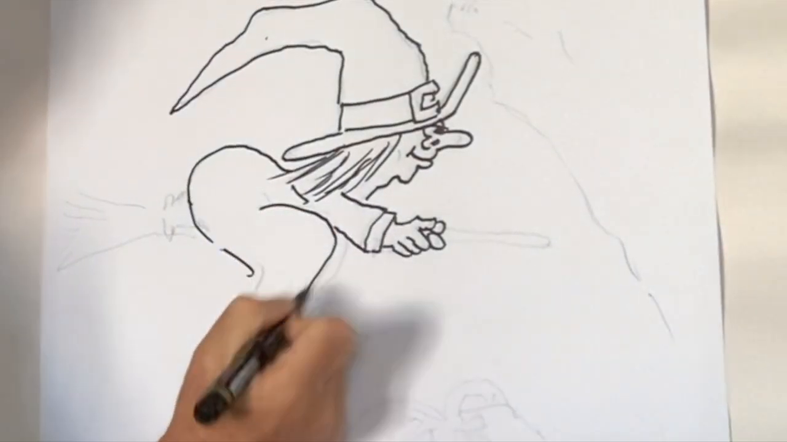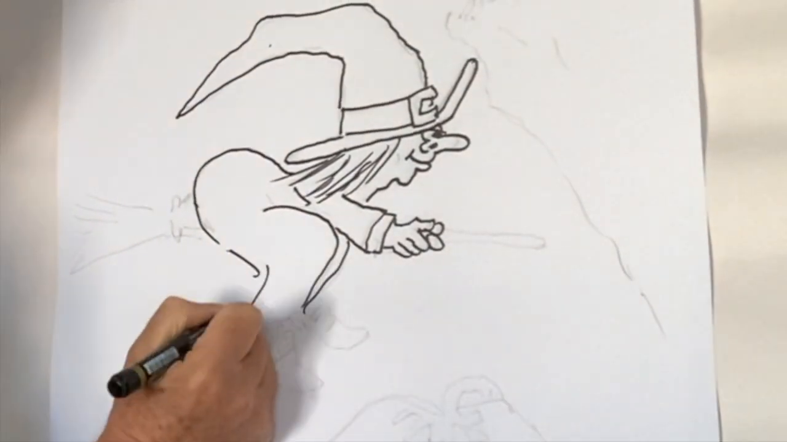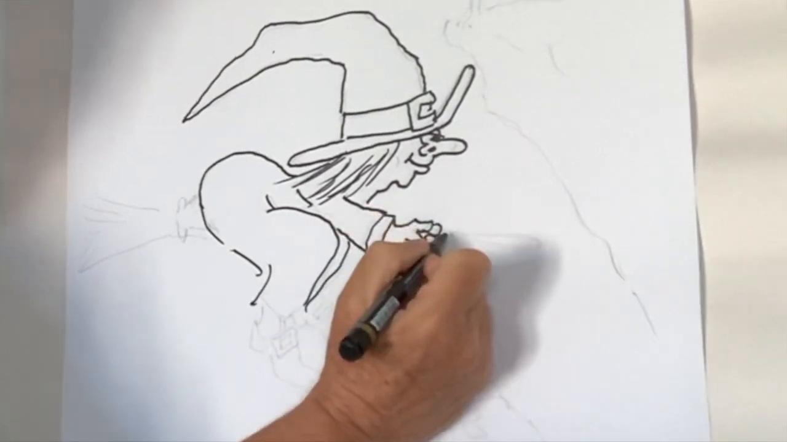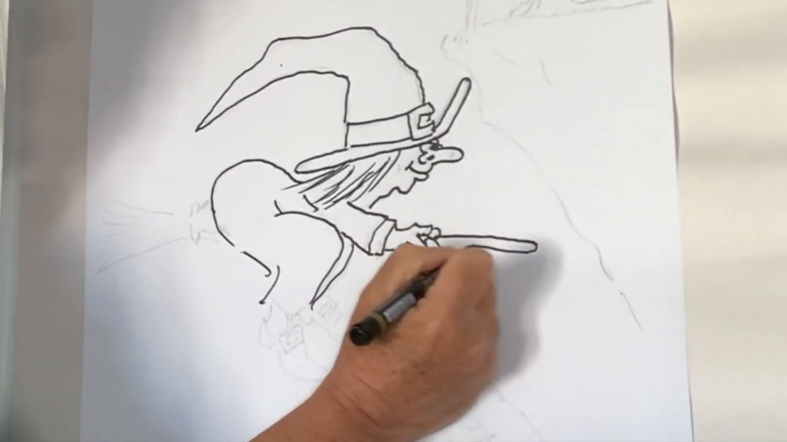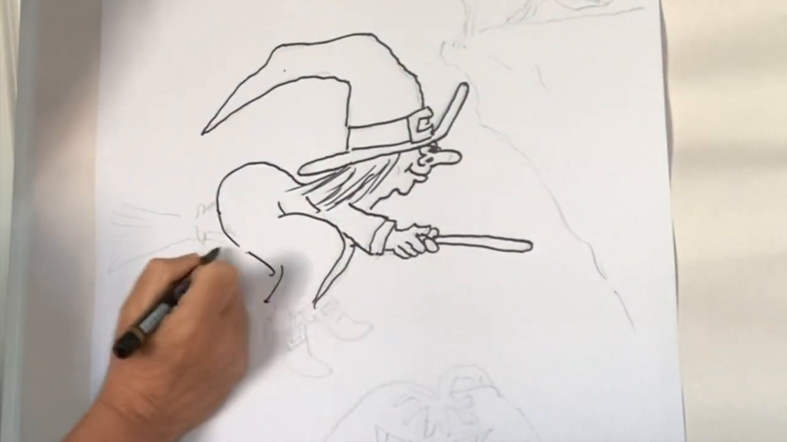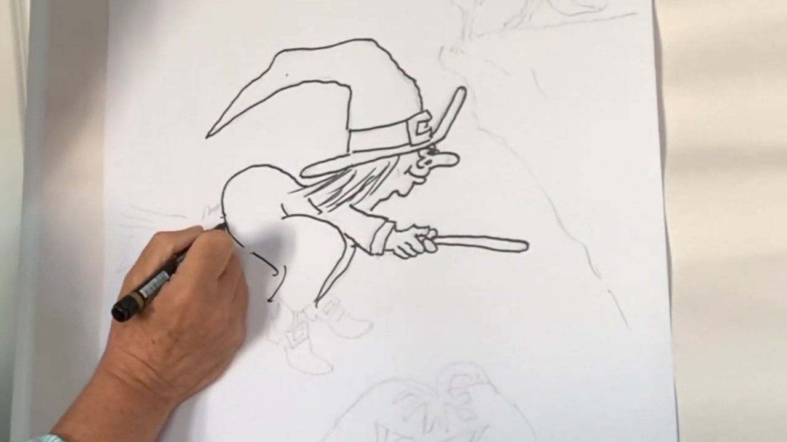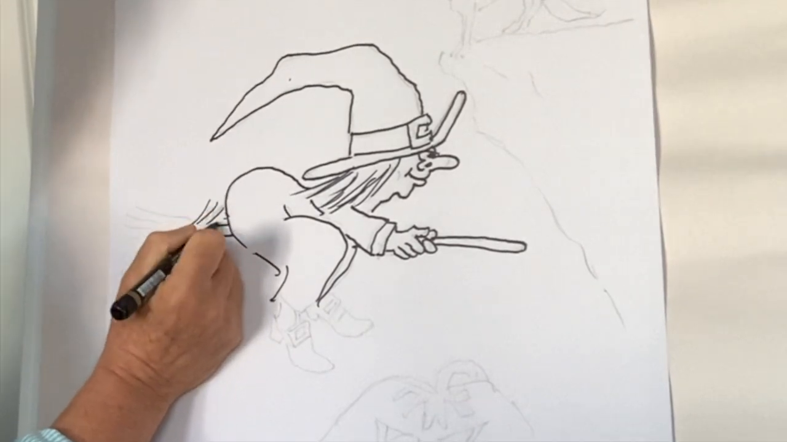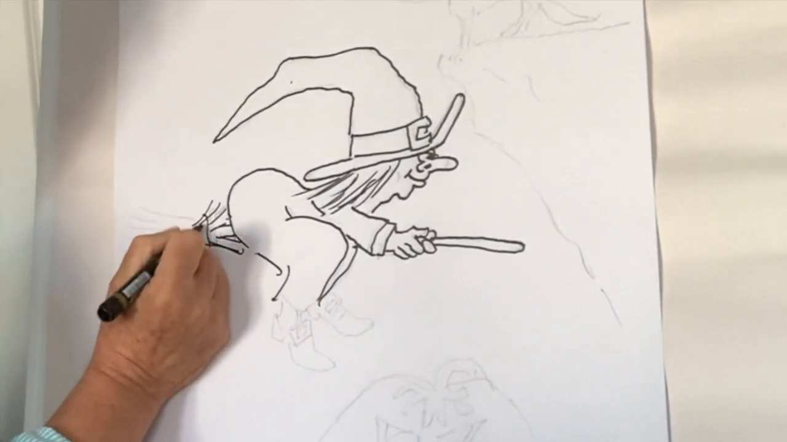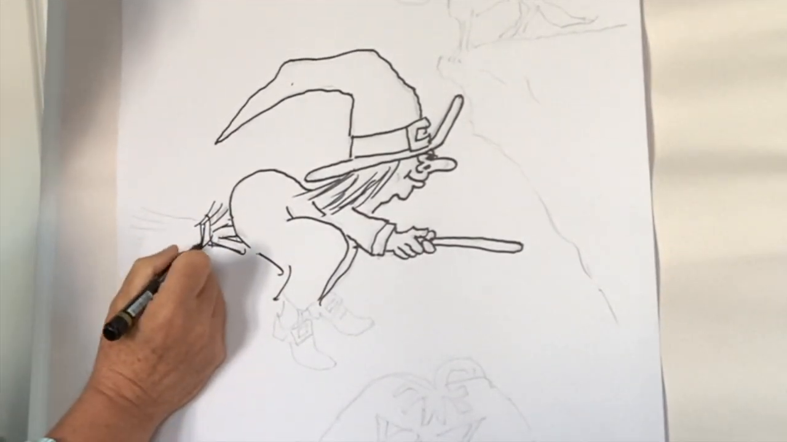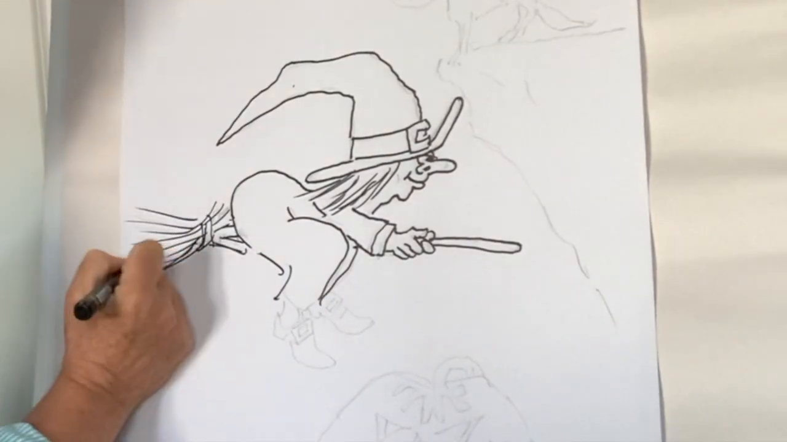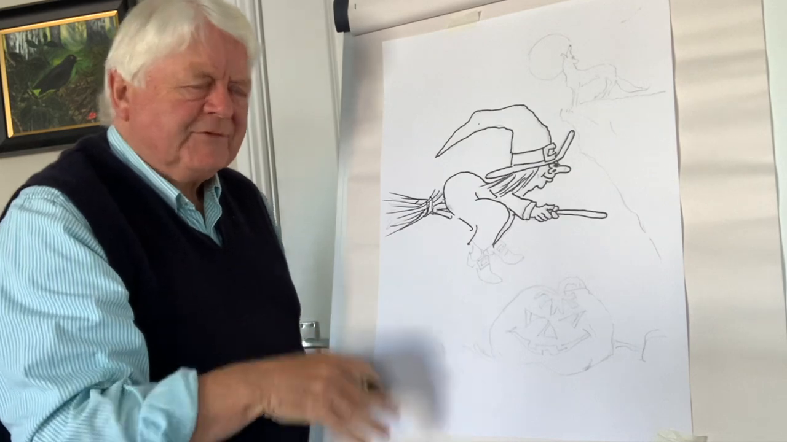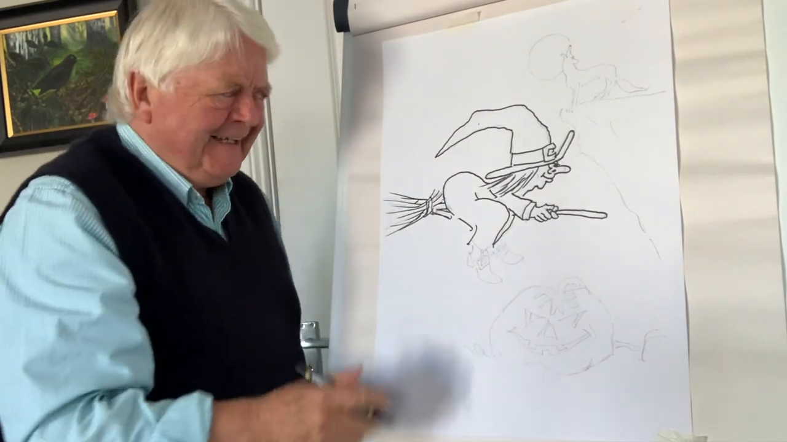So we go like that. And this is a broomstick, so you just see the handle here, like that. And same on the far side, like that. And here's the kind of sticks that's made up of various sticks. And then they go off like that. Just little simple strokes like that. And again, don't worry about making mistakes. You're just having a bit of fun.